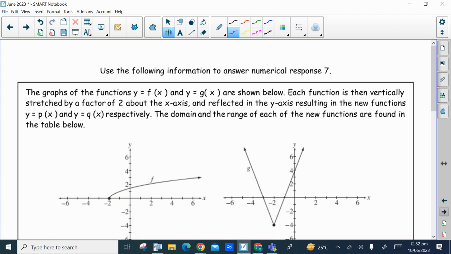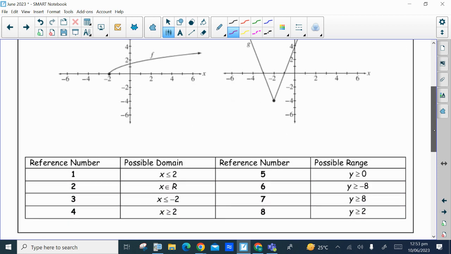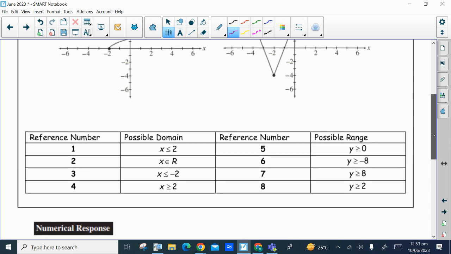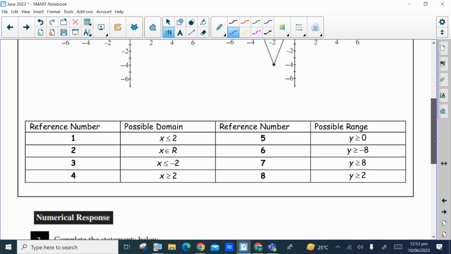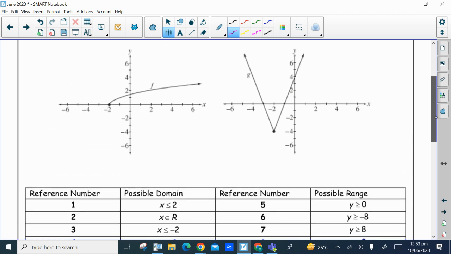The graphs of those two functions are shown. Each function is then vertically stretched by a factor of 2 about the x-axis, reflected in the y-axis, resulting in the new functions p and q respectively. The domain and range of each of the new functions are found in the table below. So which numbers will give us the domain and range of the new functions?